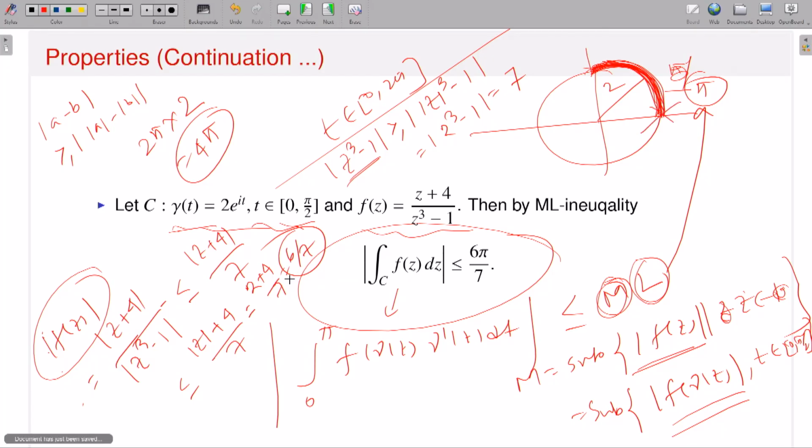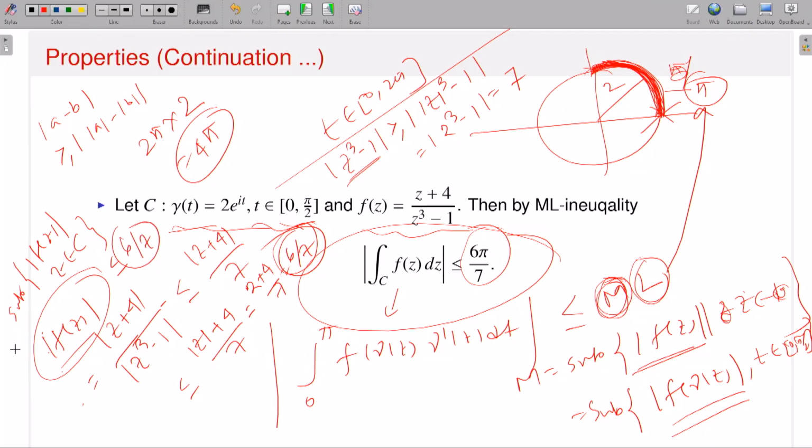So that means absolute of f of z, for z running over this, is dominated by 6 by 7. That means this is my m, right? Dominated by, I am saying. And L is pi, so therefore this is dominated by 6 by 7 times pi. Okay. So since z is running over this one, you can easily say that supremum of f of z, where z running over your contour, say C, is dominated by 6 by 7. So therefore this m is lesser equal to 6 by 7.